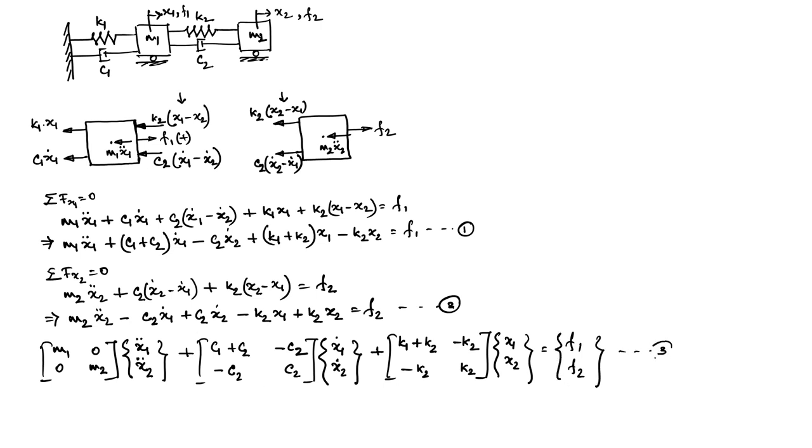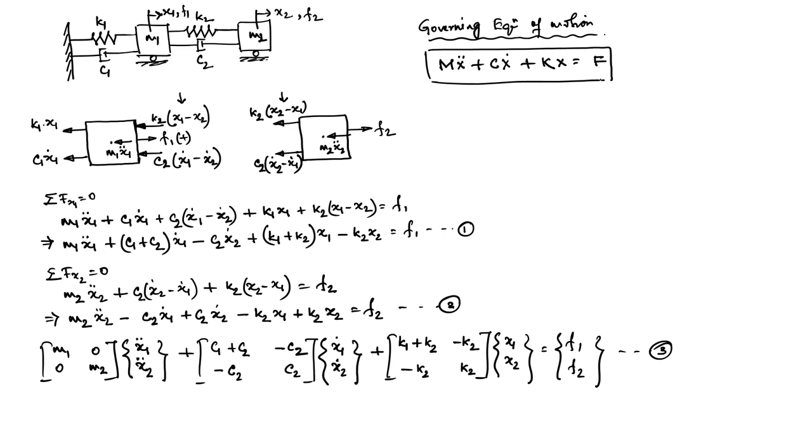So, again, if we write it in the symbolic form, the governing equation of motion is m x double dot plus c x dot plus k x, all capital, is equal to f. And obviously, we also have to define initial conditions. So, initial conditions will be x at 0 is x 0, and then x dot at 0 is equal to x dot 0. Together, this equation and the initial conditions give us the complete set of the governing equation of motion for this system.